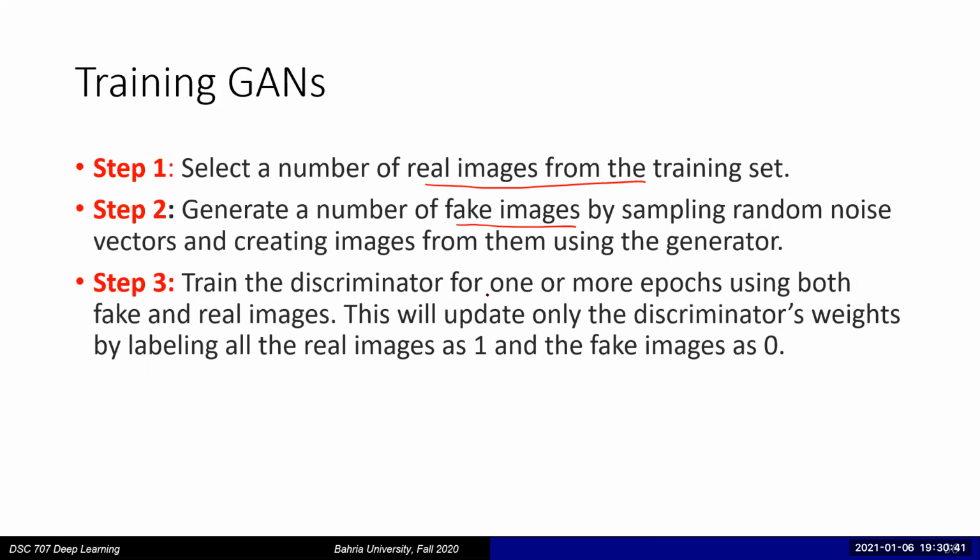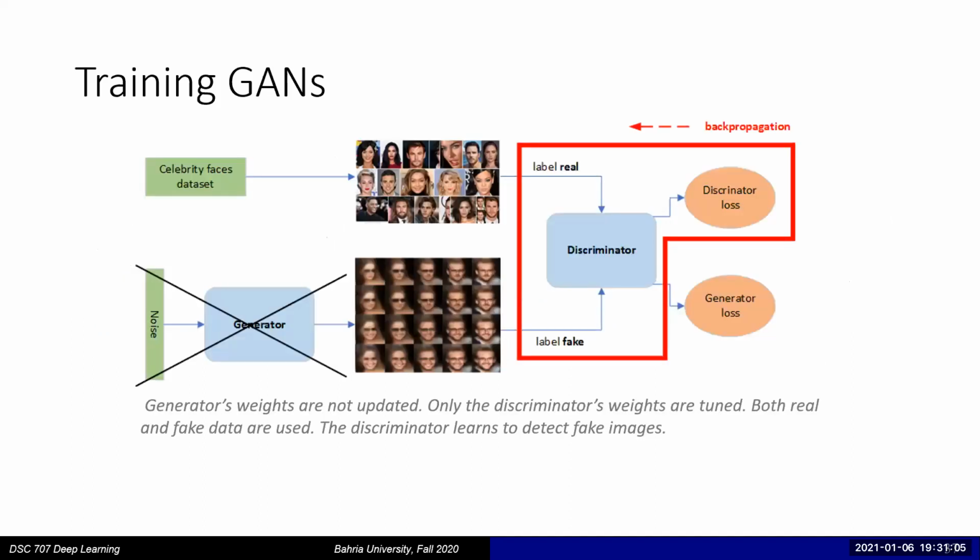So we train the discriminator for one or more epochs, depending upon how you have programmed, using both fake and real images. So basically, you are training the discriminator and updating its weight so that it can solve a two-class problem, whether something is real or fake. If it's real, we say output is 1. If it is fake, we say output is 0. So this is what we are doing.